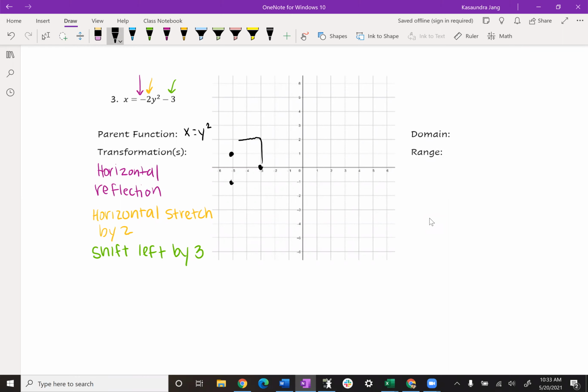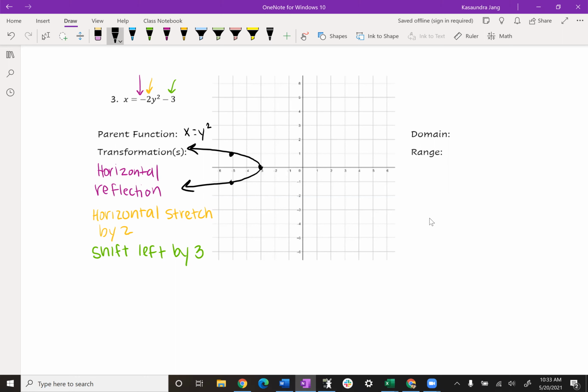Usually 2 squared is 4, but we are doing a horizontal stretch by 2. I have to do 4 times 2. So I would go up 2 instead of over 4. I would have to go over 8. It's going to be kind of off the chart here. But this is my horizontal parabola. These are some specific points it should hit.